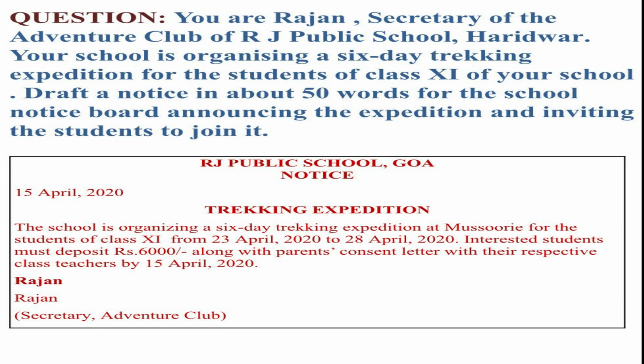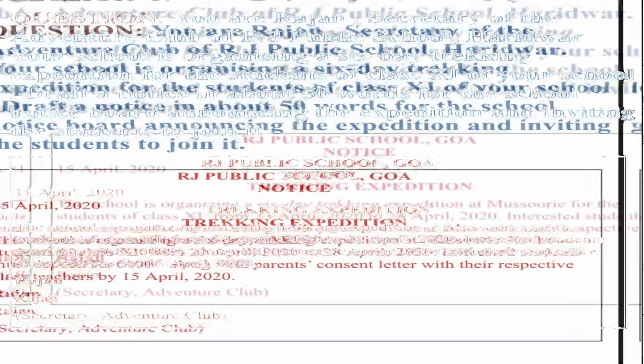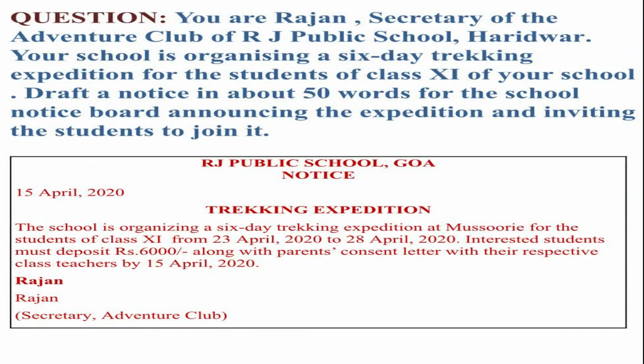Example 2. You are Rajan, Secretary of the Adventure Club of RJ Public School, Haridwar. Your school is organizing a 6-day trekking expedition for the students of class 11 of your school. Draft a notice in about 50 words for the school notice board announcing the expedition and inviting the students to join it. Again, I am repeating my instructions that you must make a value points checklist, name of the organizer, and what sort of occasion it is, whether it's an activity or an expedition. So let's start the answer.